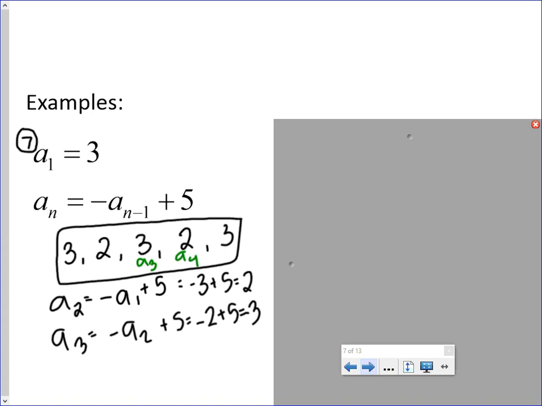So that recursive rule tells me to do 2 things to the previous term. Make the previous term negative and then add 5. If I start with my first term of 3, I'm going to make it negative and add 5. Negative 3 plus 5 is 2. Then to get the next term, I'm going to make this term negative and add 5. Negative 2 plus 5 is 3. And then I'm going to do it again. Negative 3 plus 5 is 2. Negative 2 plus 5 is 3. And it'll go on.